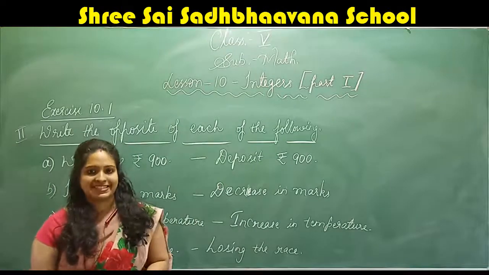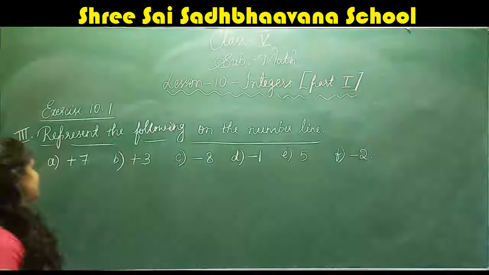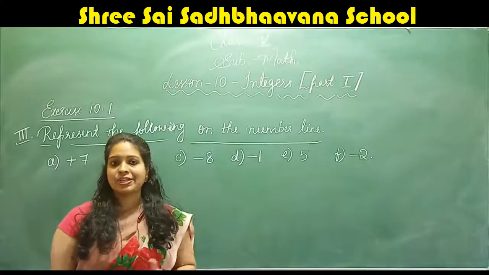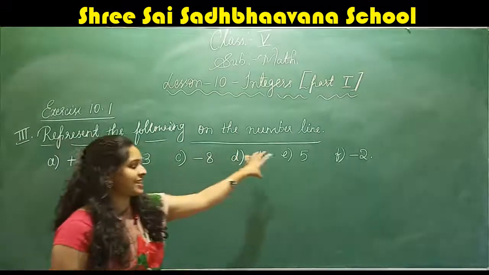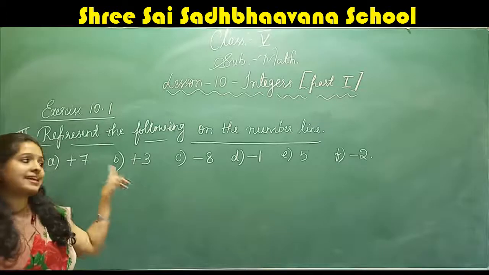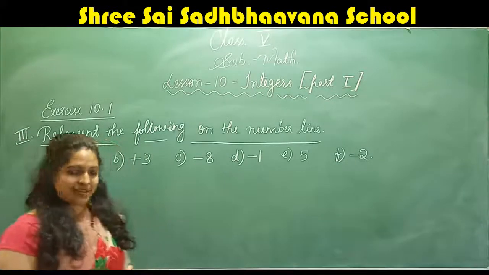I hope you understood. Children, now let us discuss the third main. So here you see, third main: represent the following on the number line. Here some integers are given. We have to represent those integers on the number line. So let us draw the number line first.